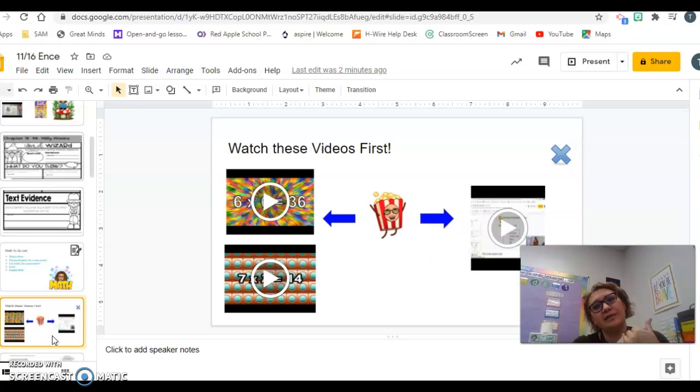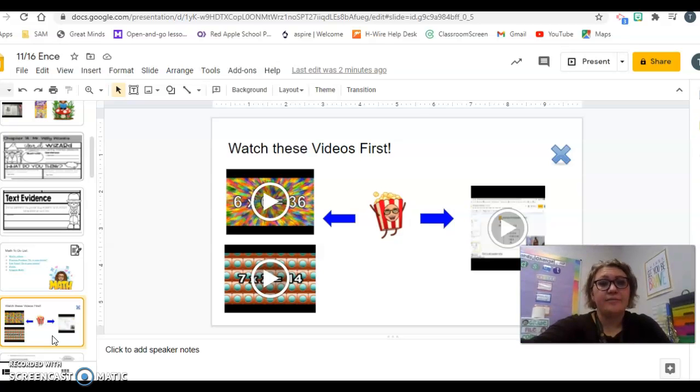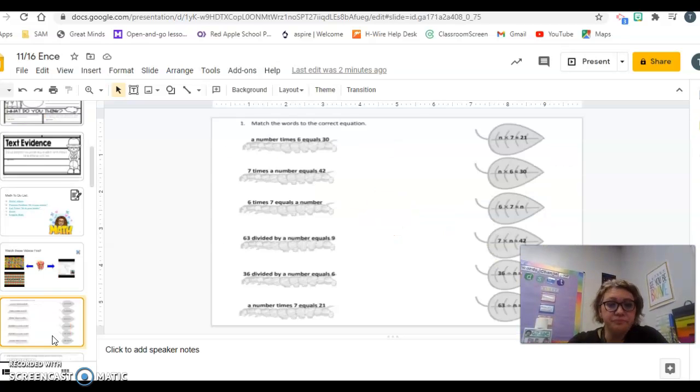Then for math, we are on lesson 7. So you still have to do lesson 6 in Zearn, but we skipped lesson 6 because it's a lot like lesson 5. And so it's just extra practice for you guys on Zearn. And then we're moving on to 7.